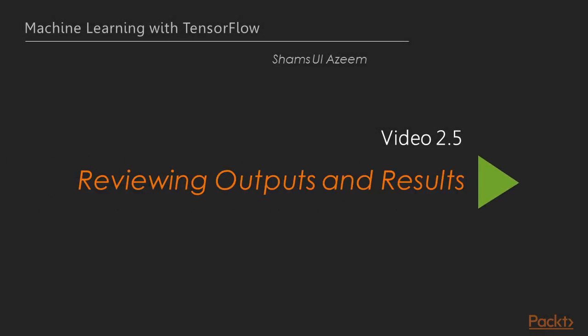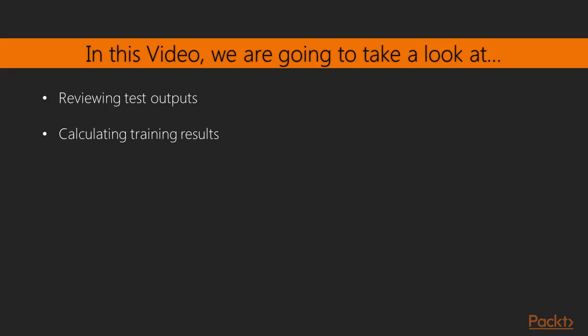Hey guys! In this last video of Section 2, we'll be reviewing outputs and results of our previously trained classifier. In this video, we'll see how the trained system can be evaluated using a test set with known labels. We'll calculate the test set accuracy.